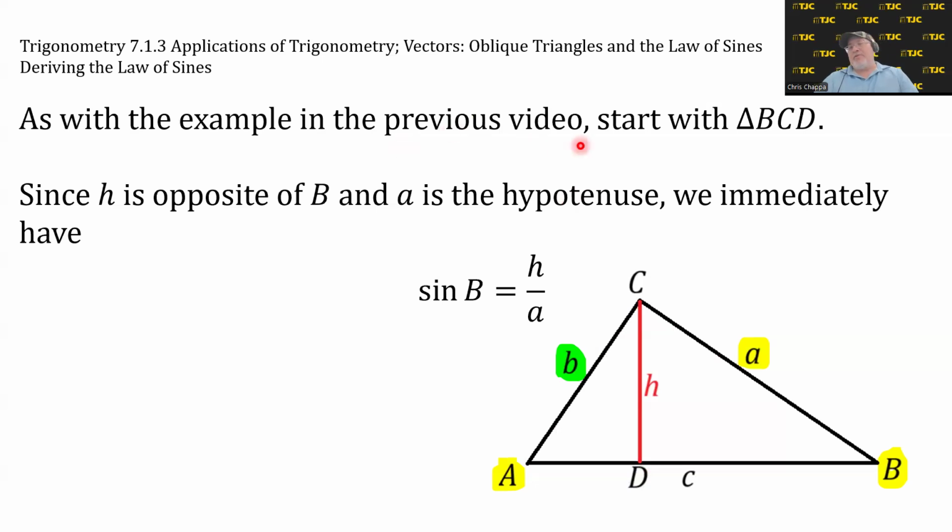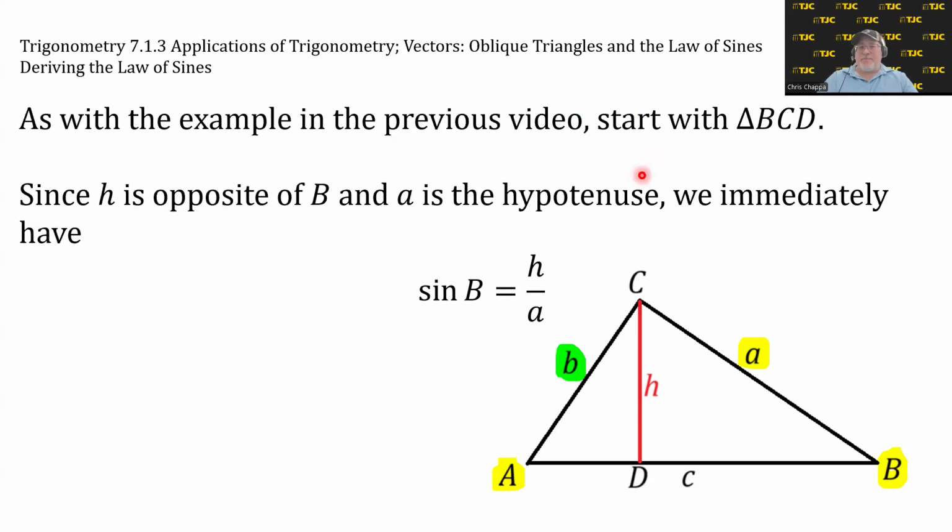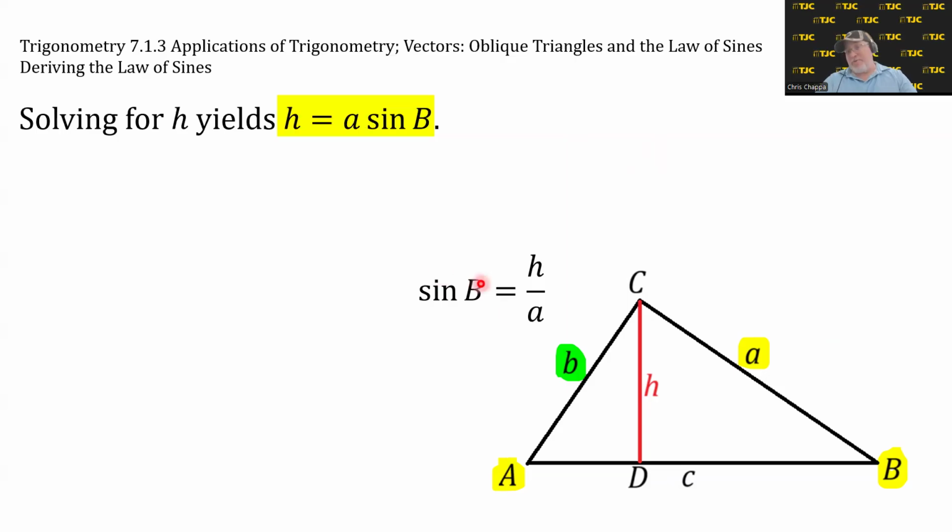As with the example in the previous video, we're going to start with triangle BCD because we know two of its measures, and then we can find side h, and then we're going to jump over to the other triangle. Now, in triangle BCD on the right, since h is opposite of B and a is the hypotenuse, we can immediately set up sine of B equals h over a. That's just standard right triangle trigonometry on triangle BCD. Solving for h by multiplying both sides by a would give us h equals a times sine of B. We'll bring that back in a moment.